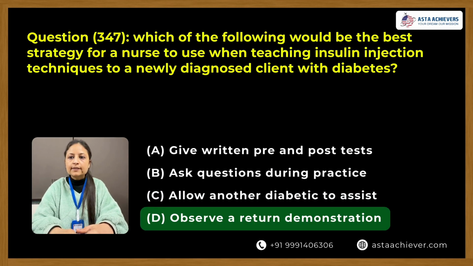Question number 347. Which of the following would be the best strategy for the nurse to use when teaching the insulin injection technique to a newly diagnosed client with diabetes? So option A, give a written pre and post test. Option B, ask questions during practice. Option C, allow another diabetic to assist. And option D, observe a return demonstration. So option D, observe a return demonstration is the correct answer, since this is a psychomotor skill. So this is the best way to know if the client has learned the proper technique or not.